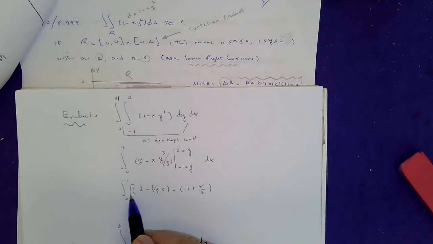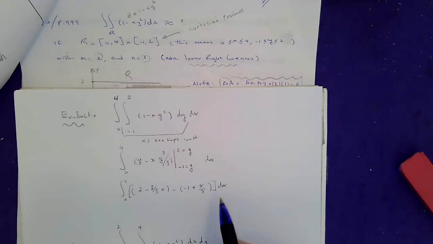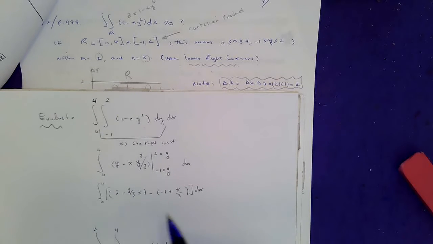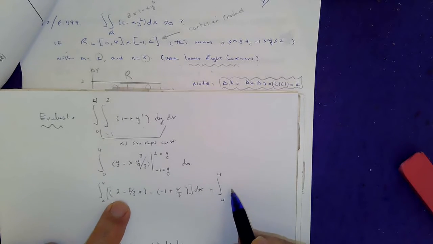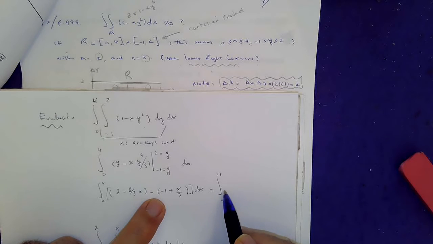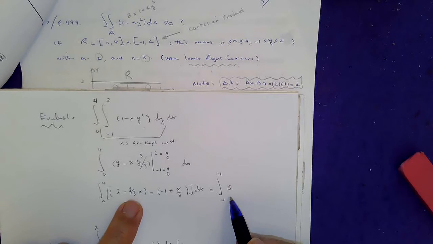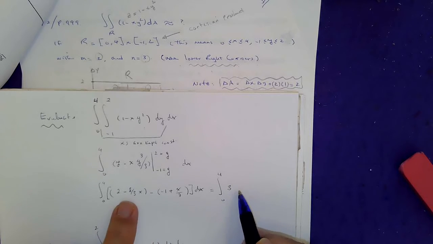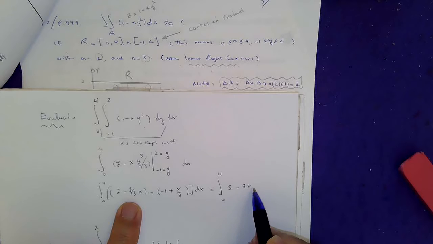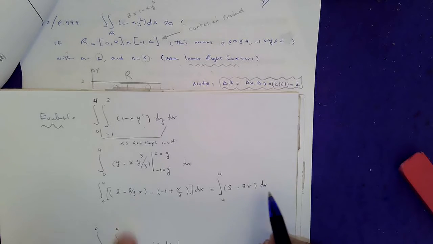And now we are back to single variable, aren't we? So what would this be? Well, this would be the integral from 0 to 4 of 2 minus minus plus 1, which is 3, minus 8/3 x minus x over 3. That's minus, and that's minus, so that would be minus 9 over 3, which is 3x, and that would be dx.